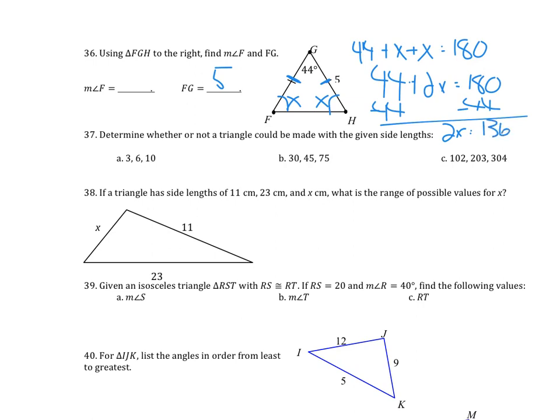And then you know you need to cut in half because both angles are congruent, which is the same as dividing by 2 in this equation. So then x equals 68, which means the measure of angle F equals 68.